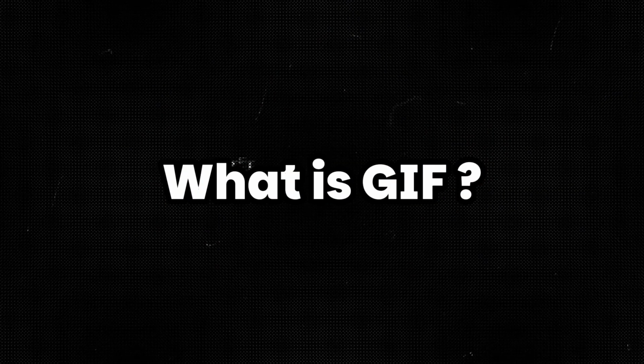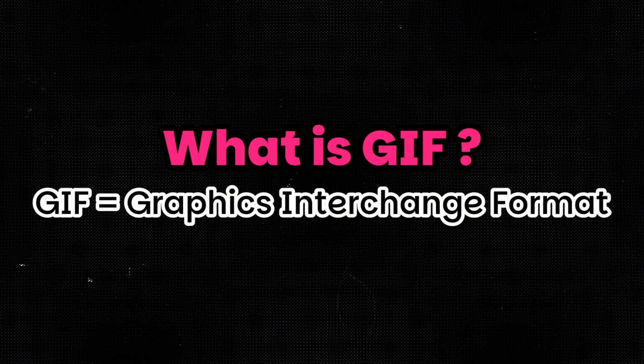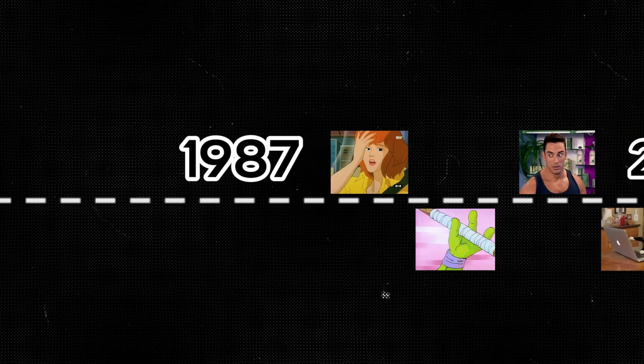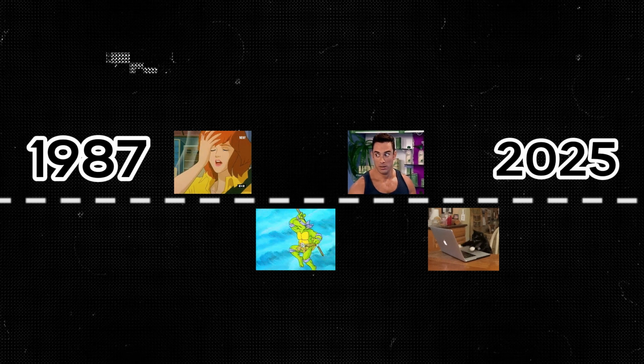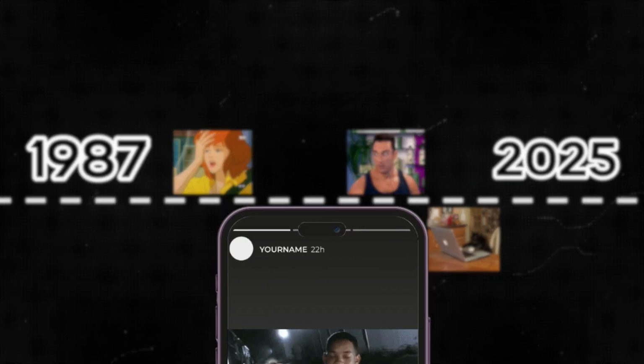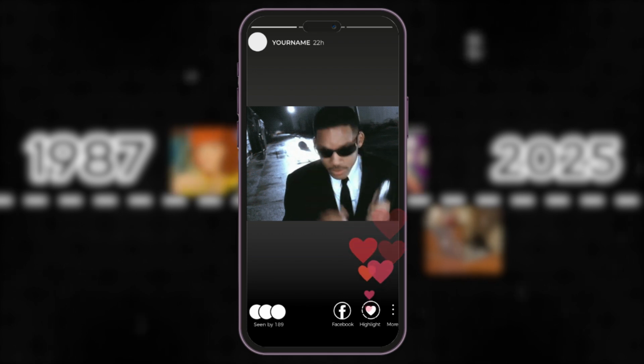GIF is actually an image file format. The full name is Graphics Interchange Format. It was created back in 1987 and features lossless compression. It can store multiple image frames played in sequence to show simple animations. Because of this, it's shining bright on social media and in internet culture.